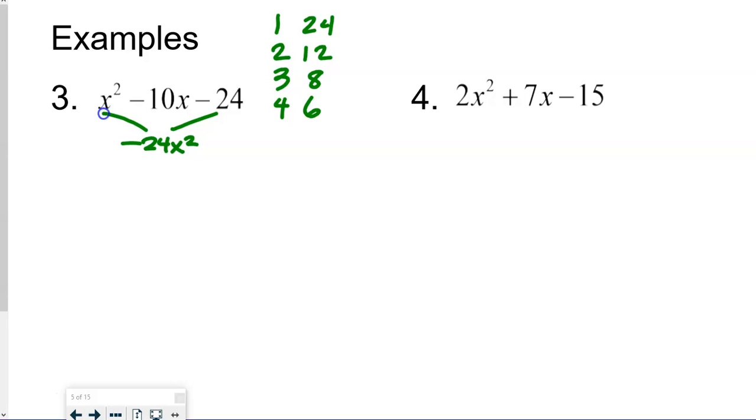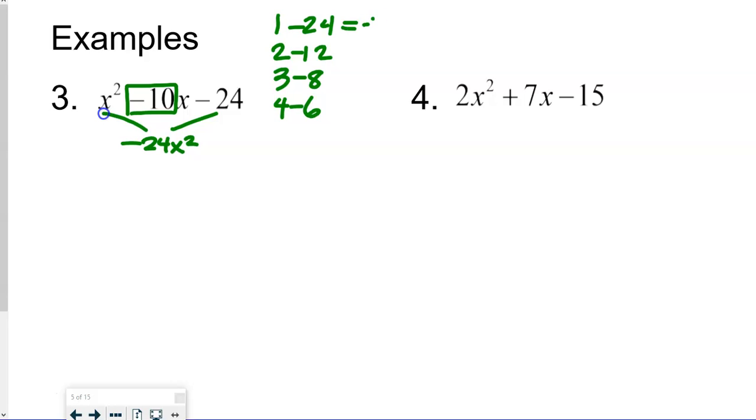So one of these has to be negative. And the way we're going to determine which one is negative is by this. If that number's negative, then our bigger number is going to be negative. If that number's positive, our bigger number is going to be positive. So in this case, we're going to make all our bigger numbers negative here. And then we're just going to combine those to see when we get negative 10, okay?